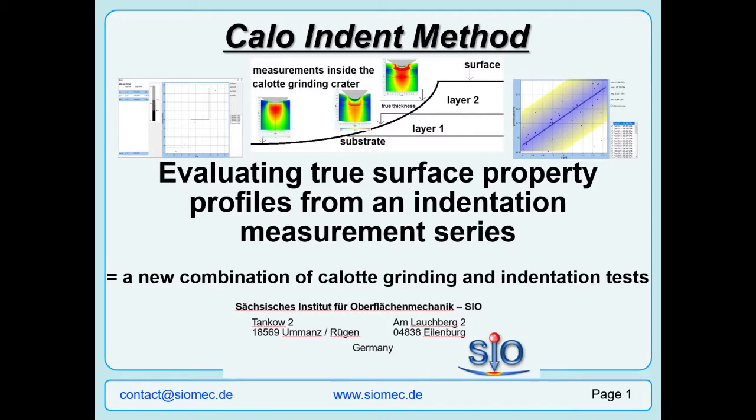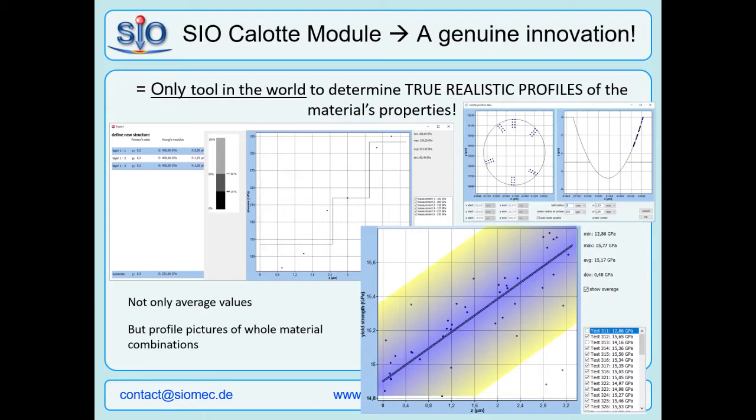Welcome to our tutorial, which will tell you about the Calo Indet Method, an evaluation method for true surface properties, which combines calotte grinding and indentation tests. This method was developed by the Saxonian Institute of Surface Mechanics and runs automatically in the software package FilmDoctor. And this is really a global novelty.